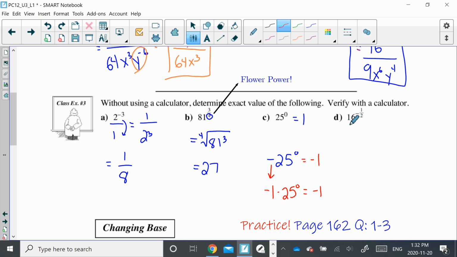16 to the negative 1/2, we get rid of our negative first by saying 1 over 16 to the 1/2. Then we get rid of our rational exponent. So we're going to convert this to a radical. And according to flower power, it is the square root, and I don't need to write that invisible 2. 16 to the power of 1, I don't need to write that. This would be 1 over 4. Square root of 16 is 4.